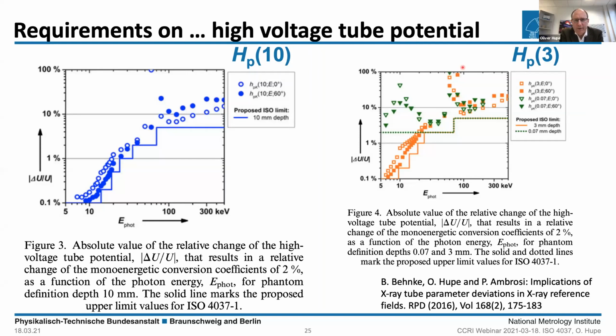If you intend to realize HP10, then you can stick only to these requirements, because if these requirements are fulfilled, they are automatically fulfilled for the less challenging requirements related to HP3 or HP 0.07. What you see is we have calculated from the gradient of the conversion coefficients the change of the high voltage, which would imply a change of the conversion coefficient by more than 2%.